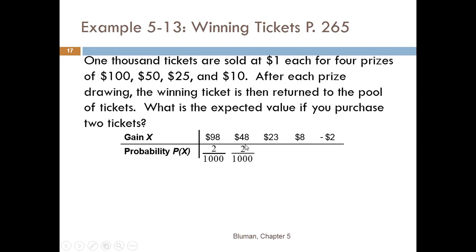So you could win $48, 2 out of 1,000. You could win $23, 2 out of 1,000. Or you could win $8, 2 out of 1,000. Everything else, think about that. That's 1,000 minus 8. 992. 992 times out of 1,000, you will lose $2.